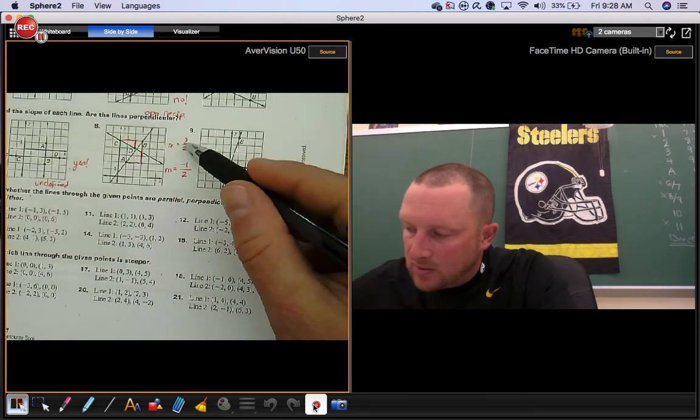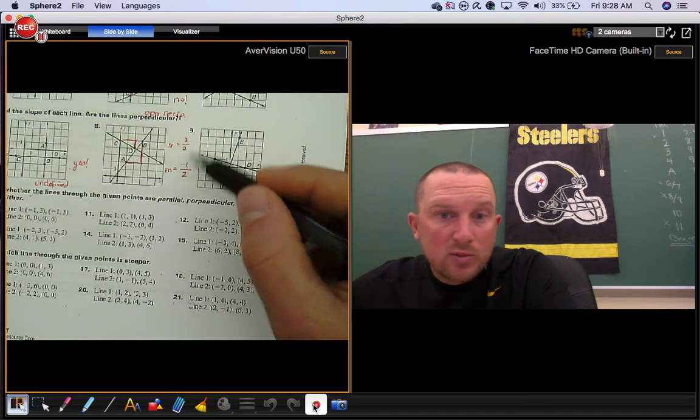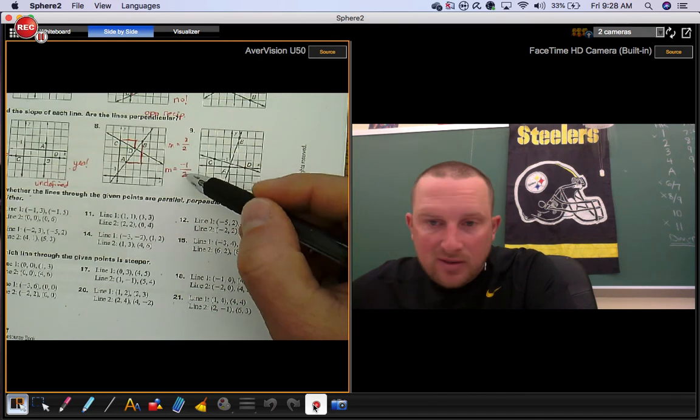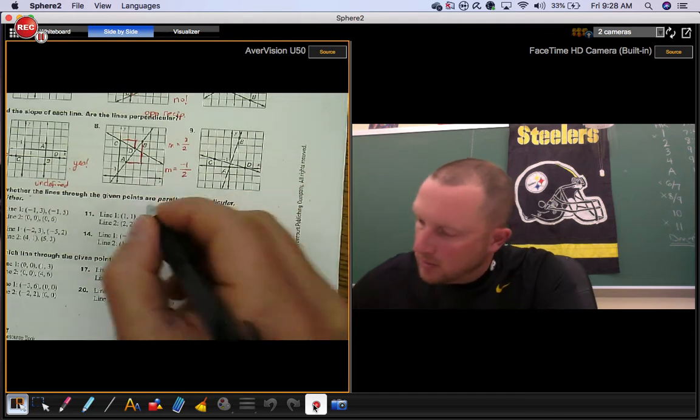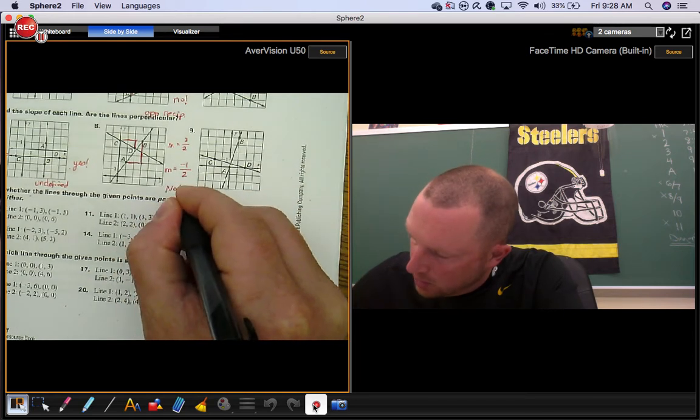These are opposites. That's positive, that's negative, but they aren't reciprocals. 3/2, when you flip it, does not give you 1/2. Not perpendicular. No.